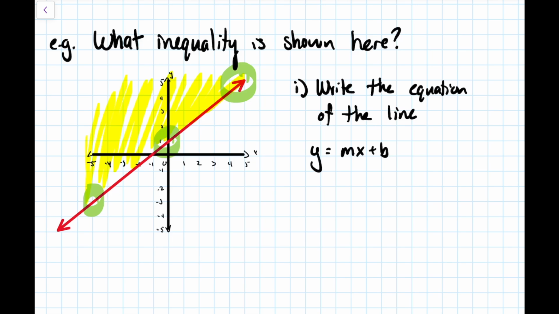Our y-intercept is one of those points, which gives us a y-intercept of 1. And then our slope, if you just go from one point to the next and figure out your rise and your run, is 4 over 5. And so we end up with the equation y equals 4/5 x plus 1. So that's the equation of the line. That's great. That's a huge part of this.